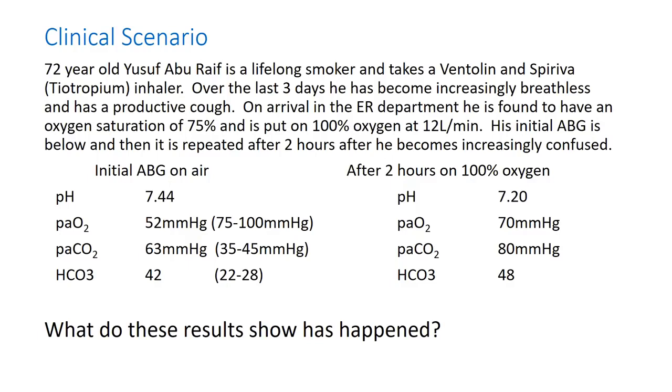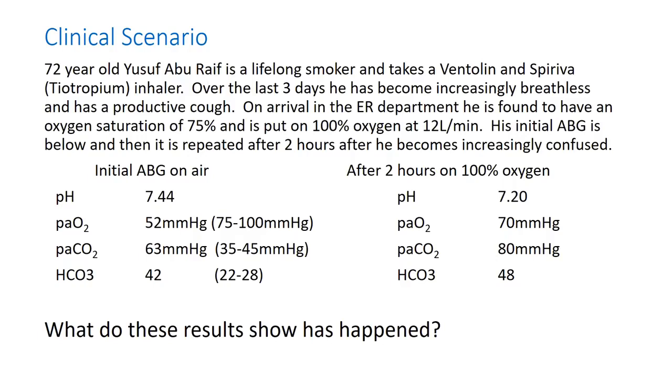So here we have another scenario. A 72-year-old man, a lifelong smoker, and he takes Ventolin and Spiriva, that's a tiotropium inhaler. Over the last 3 days, he's become increasingly breathless and has a productive cough. On arrival in the ER department, he's found to have an oxygen saturation of 75%, so he's put on high flow oxygen, 100% oxygen at 12 litres per minute. His initial ABG is below, and then it's repeated after 2 hours, after he becomes increasingly confused.